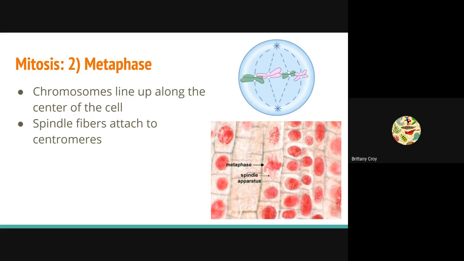After prophase comes metaphase. During metaphase, the chromosomes line up in the middle of the cell and the spindle fibers attach to the centromeres. The centromere is the middle of the chromosome, that little white circle.